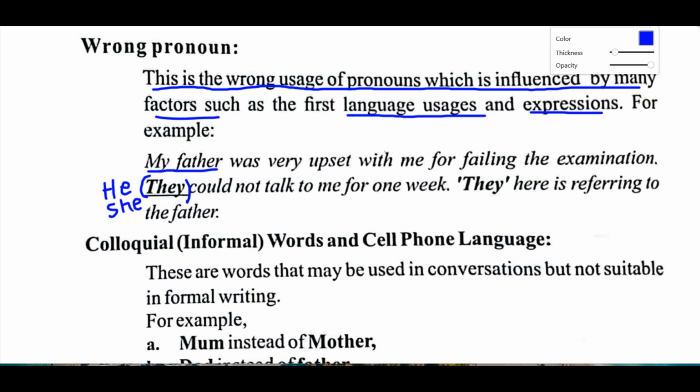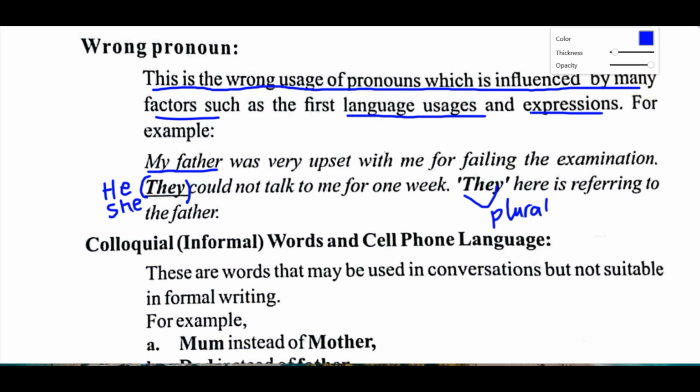They could have been correct if the first part indicated at least two individuals. For example, if they said, my father and my mother were very upset with me for failing the examination, then we could have said they could not talk to me for 1 week, because that's plural. So remember, this is a pronoun for plural.